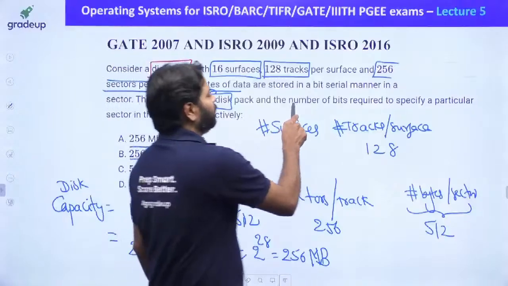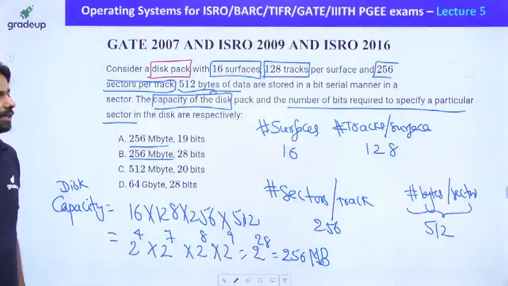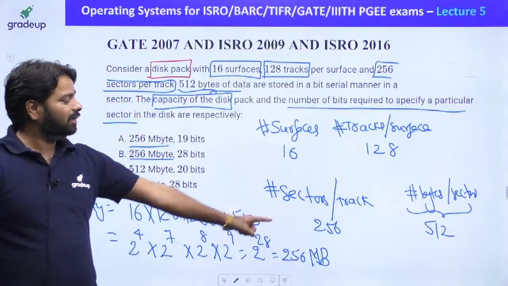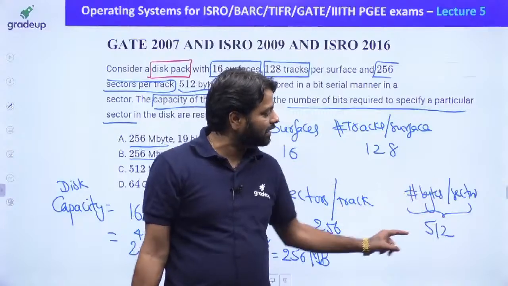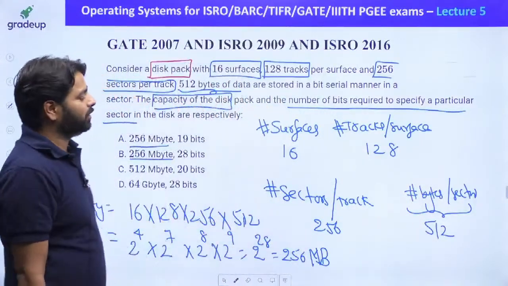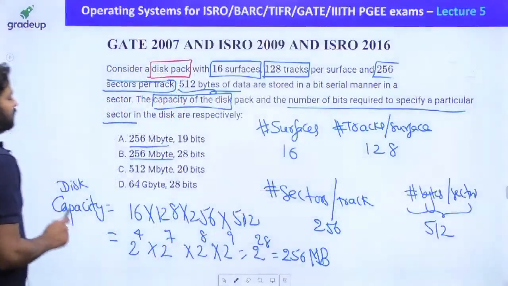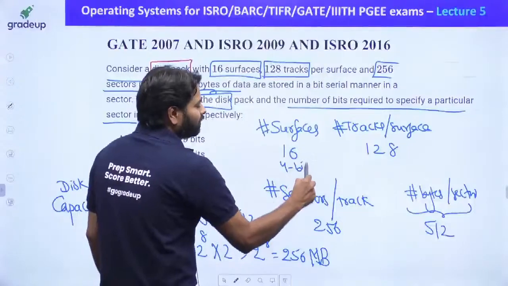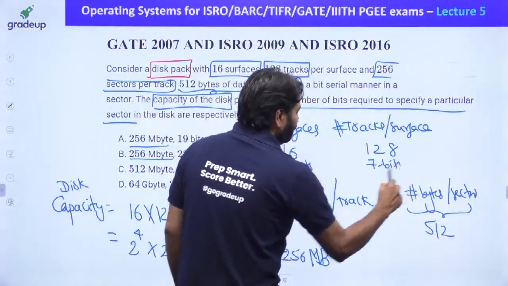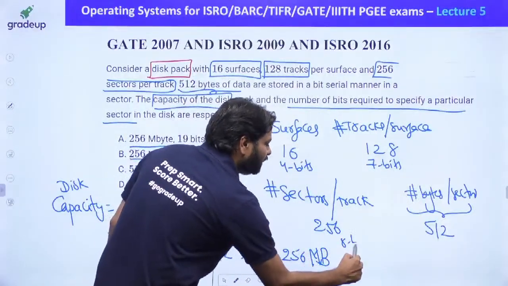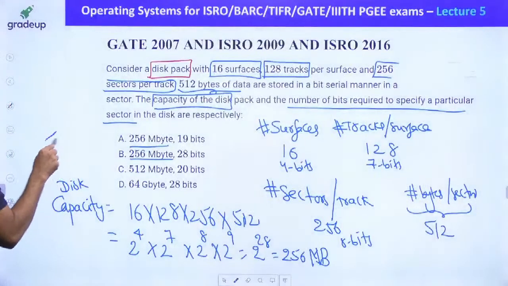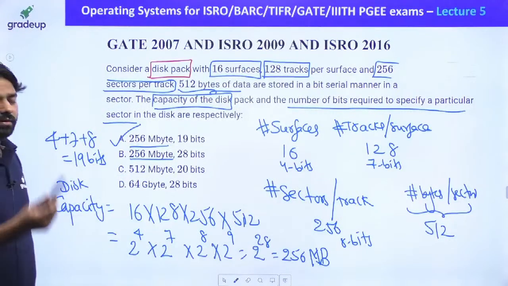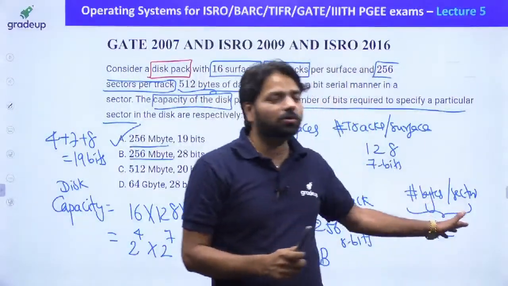Now, the next question is very important: the number of bits required to specify a particular sector. If you want to specify a particular sector, you have to reach here. Inside the sector, there is no need to go; you are not going to deal with the data. Only the sector is important, so you just need to deal with these three components. To look at the sector, 4 bits are required here, 7 bits here, and 8 bits here. If you sum them, 4 plus 7 plus 8 is equal to 19 bits required to refer to the sector. Inside the sector no need to go, because you are referring to the sector.